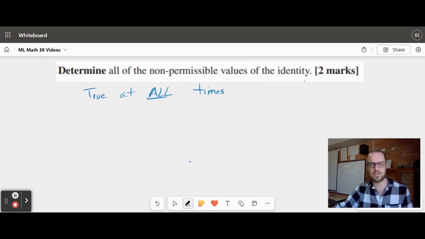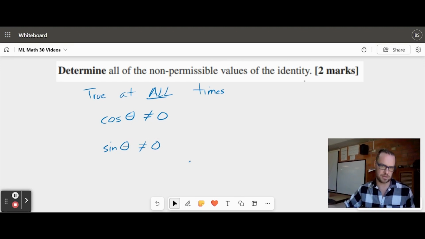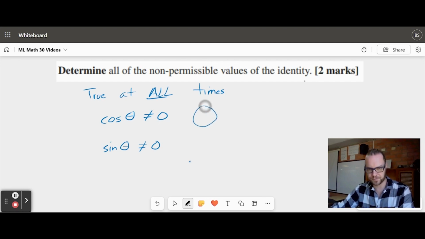So what needs to be true is that cosine of theta cannot equal zero, and sine of theta cannot equal zero either. Neither of these things are allowed to be zero. So then what we do is we just look at them. And this is where the unit circle is, of course, going to come into play here. So for cosine, this is going to happen if we think about where it's going on the unit circle, right?